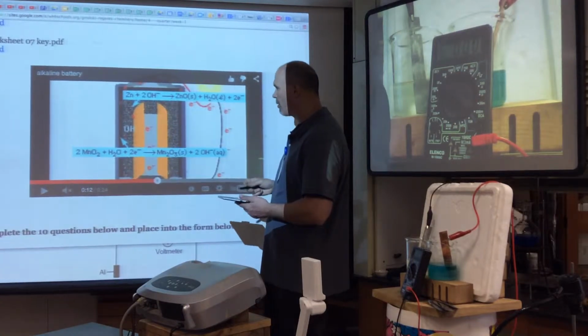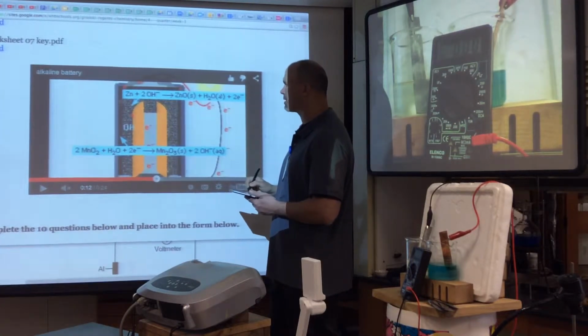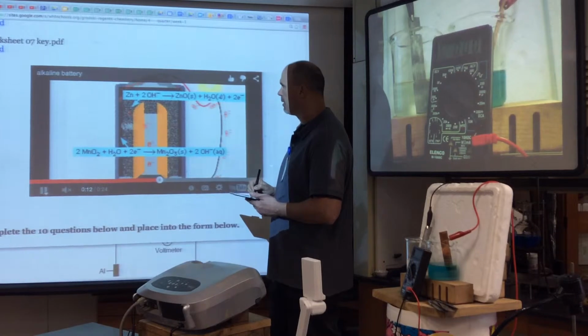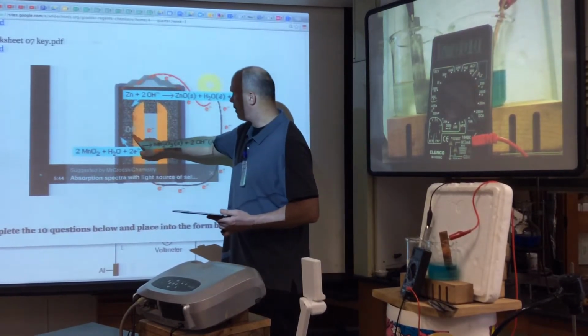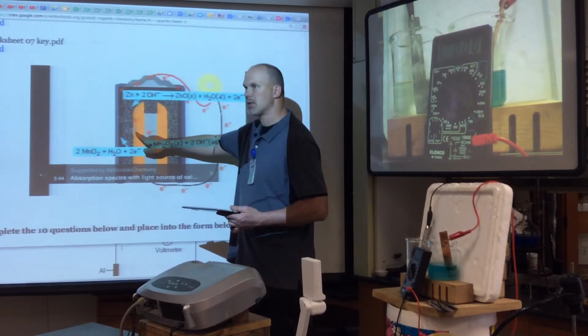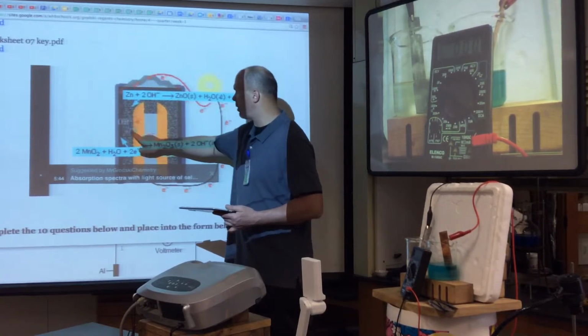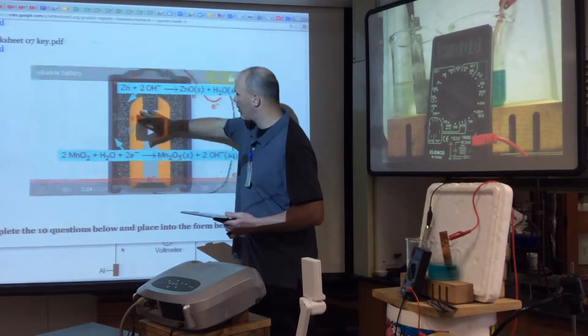So I'll play that once more. And again, it's not about getting lost in the sauce here in terms of the specifics. But you can clearly see ions are flowing. See this ion? OH minus? The ion is flowing this way. And it's flowing through the what, you think?